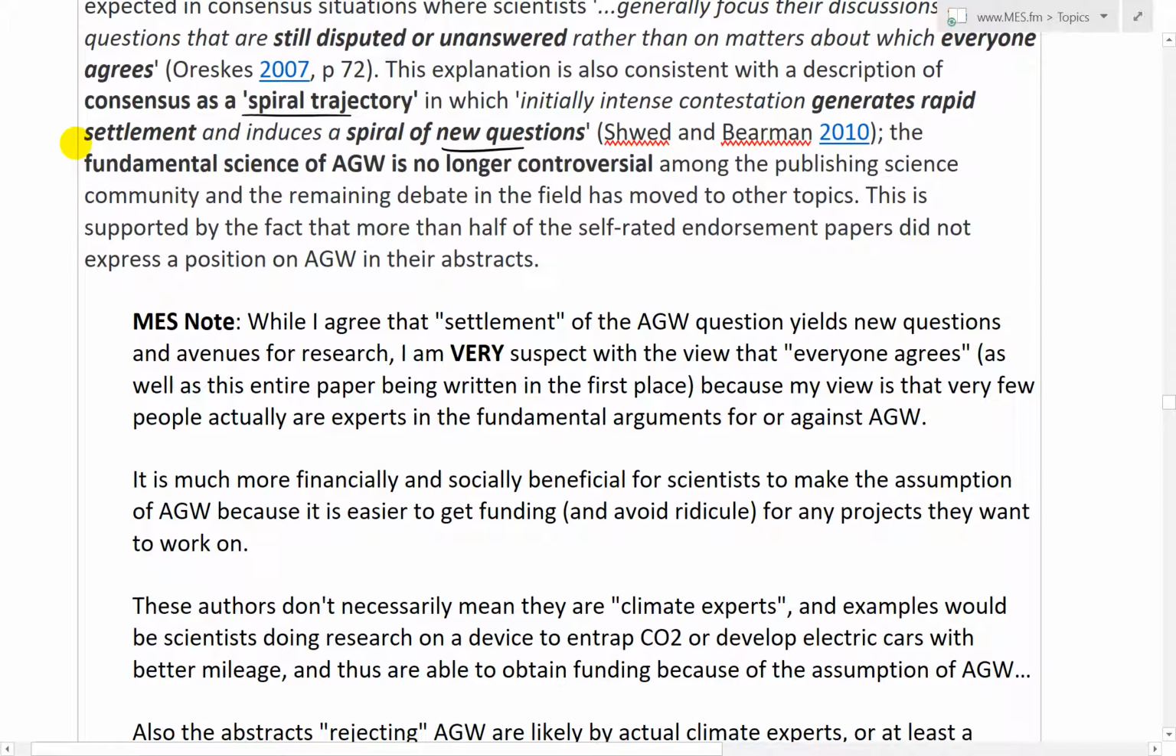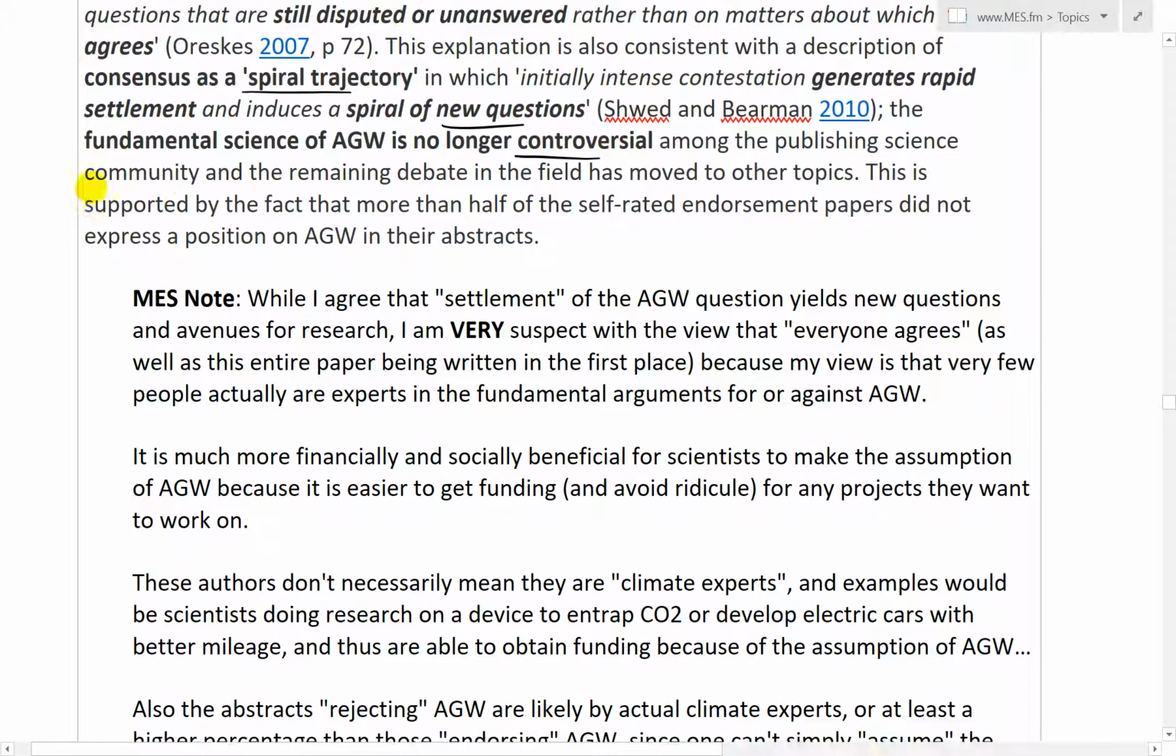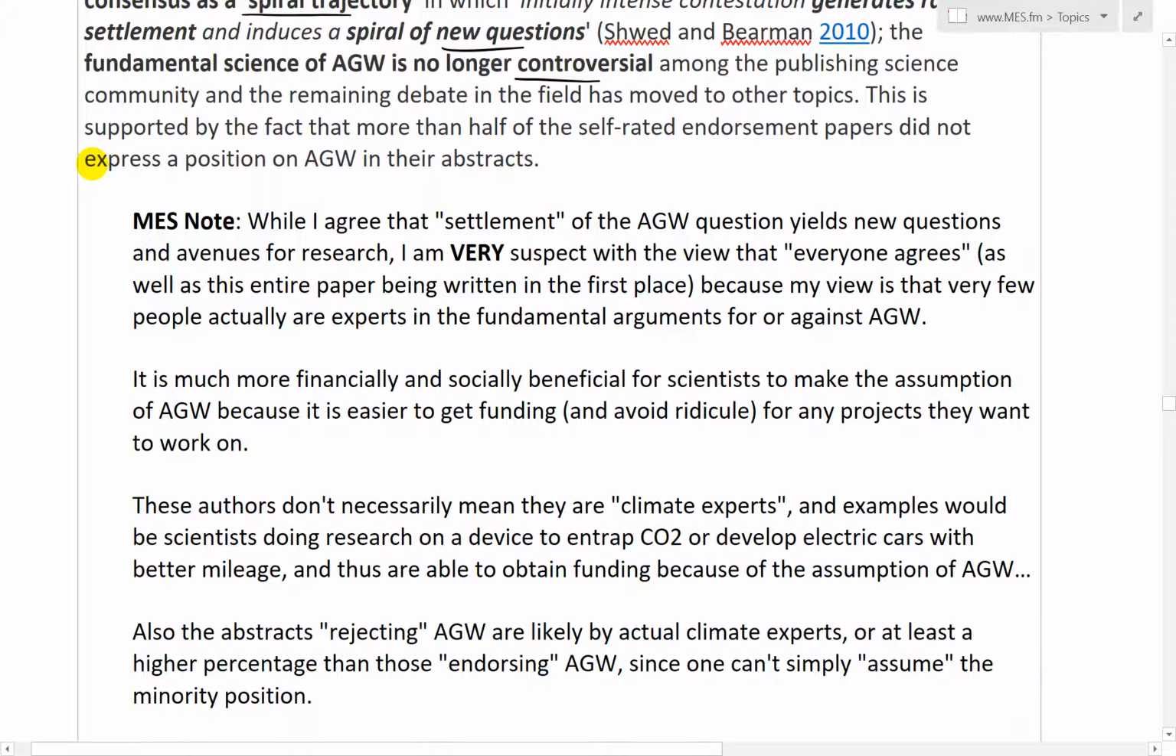How do we limit CO2? So what device? What electric stuff we could do, energy, and all of that, and that's where the question of funding comes in. So the fundamental science of AGW is no longer controversial among the publishing science community, and the remaining debate in the field has moved to other topics. This is supported by the fact that more than half of the self-rated endorsement papers did not express a position on AGW in their abstracts.